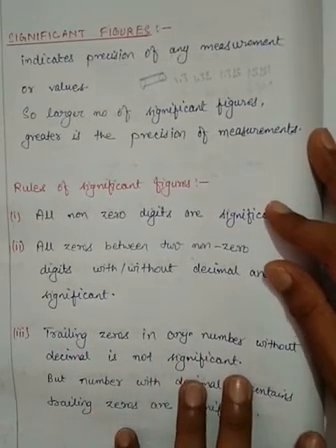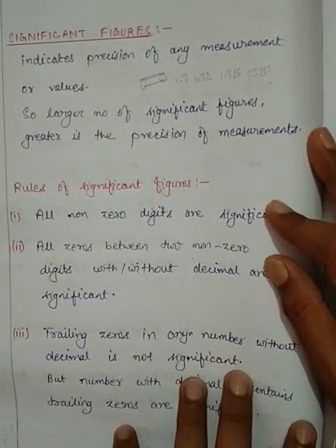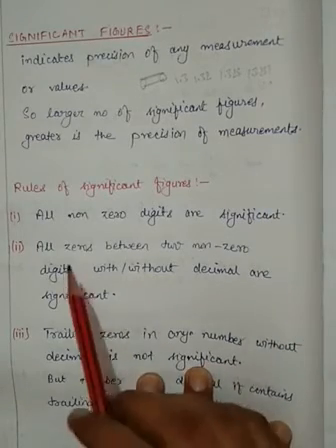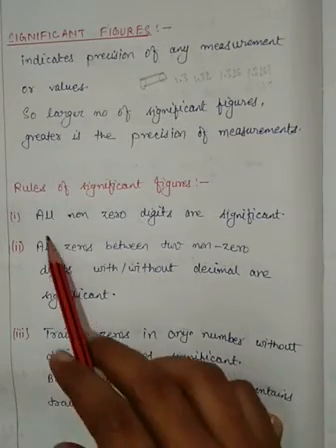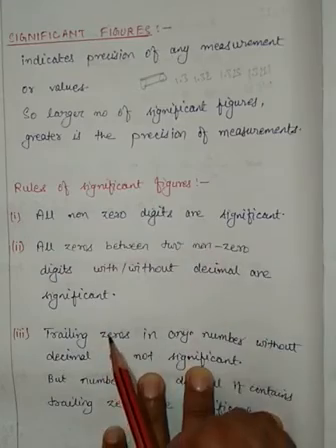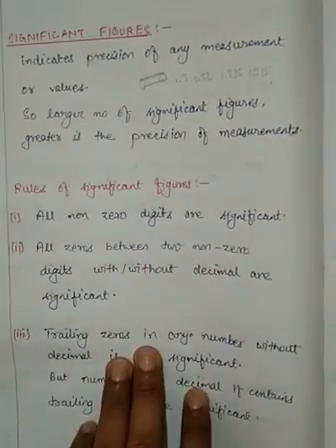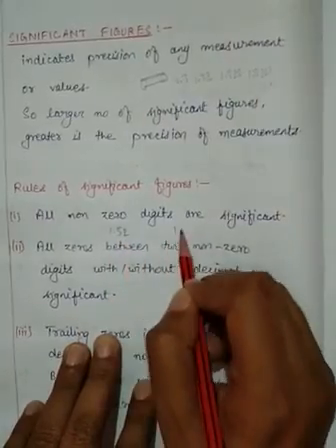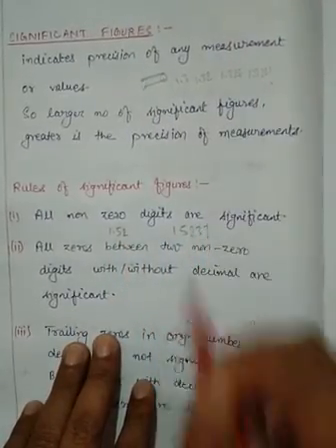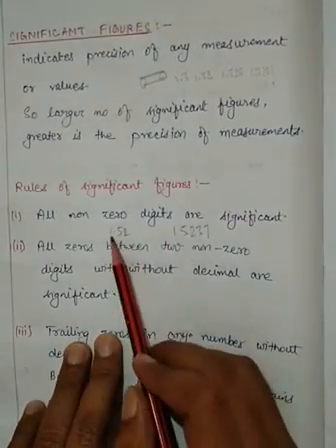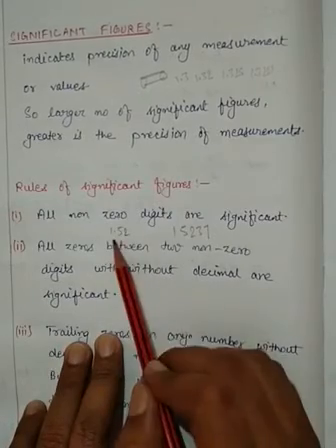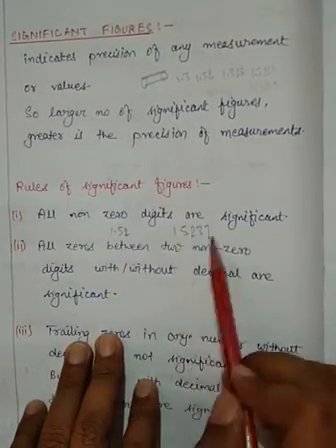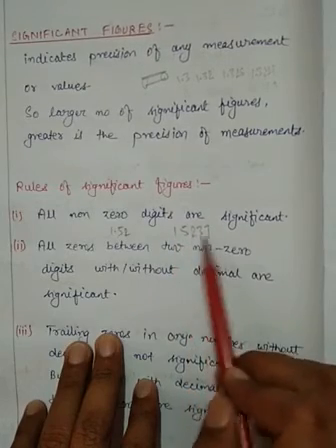Now coming to the rules. In books they are divided into a lot of parts, but there are very simple 3 or 4 rules. So we will combine all of them and see them like this. All non-zero digits are significant, remember, whether with decimal or without decimal. So let's have examples: 1.52, 152.37. In both cases, all the digits are significant. So this contains 1, 2, 3 significant digits, and this contains 1, 2, 3, 4, 5 significant digits.